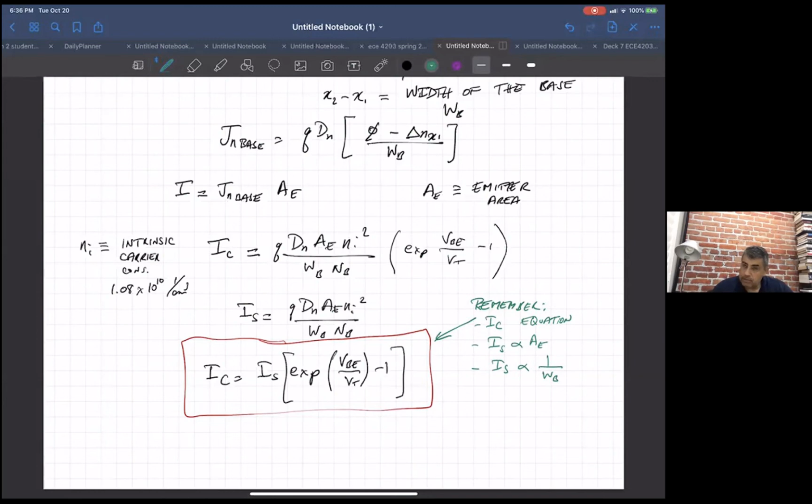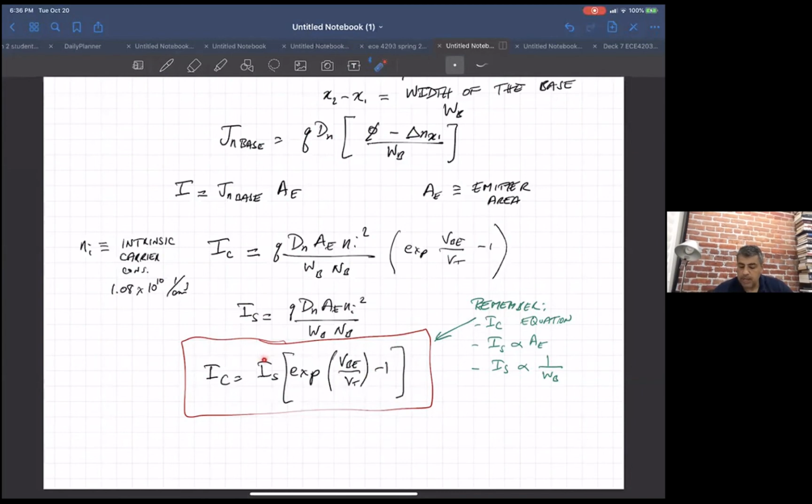When you get a bipolar transistor that you're going to use in the lab, that transistor will give you an I sub S value. It won't necessarily ask you to calculate doping concentrations and stuff like that. So when you get a spec sheet for that part, you can just use that I sub S value, but it's important for you to know how to use it when you apply VBE over VT. So this is the equation to remember.